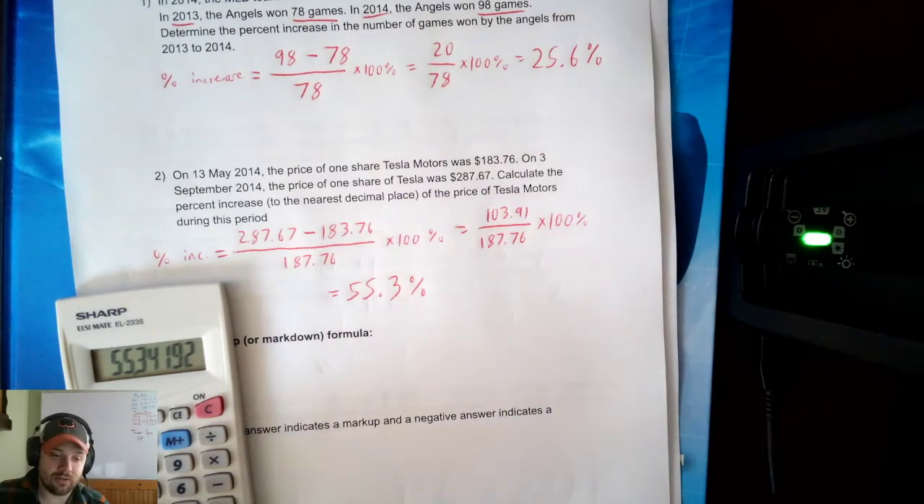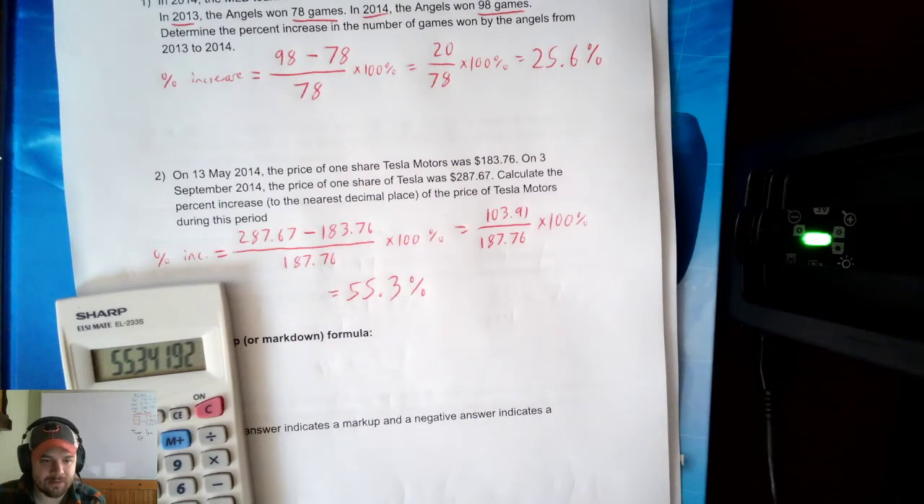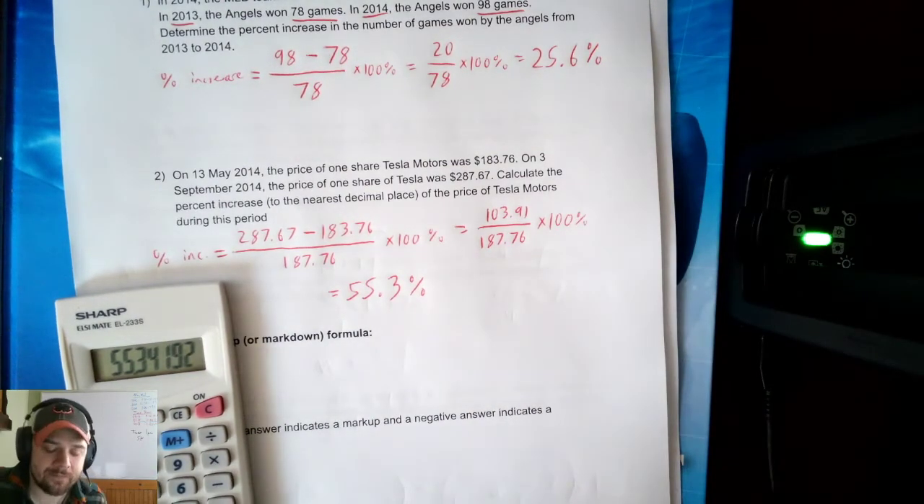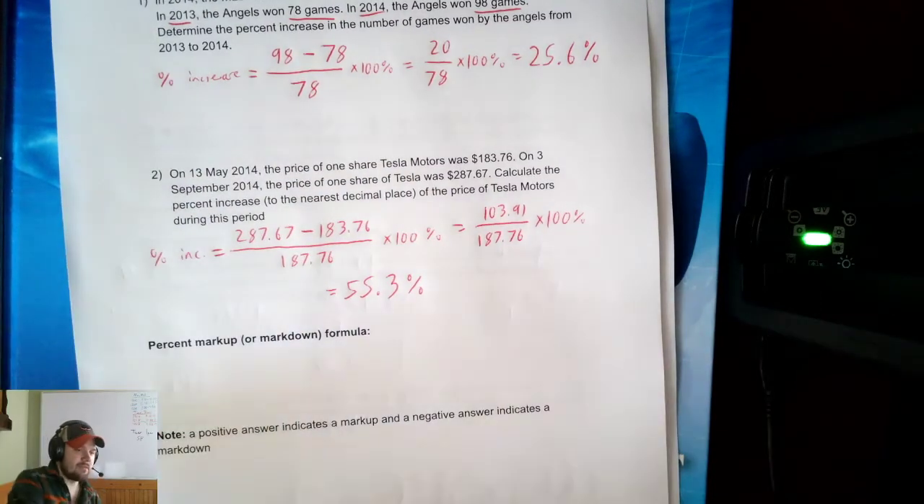That's a healthy increase, right? That's a pretty healthy increase over the course of only a few months. So if you invested in Tesla stock on the 13th of May and then sold it on the 3rd of September, you'd have increased your finances by 55.3%. Which is, that's pretty significant, right?